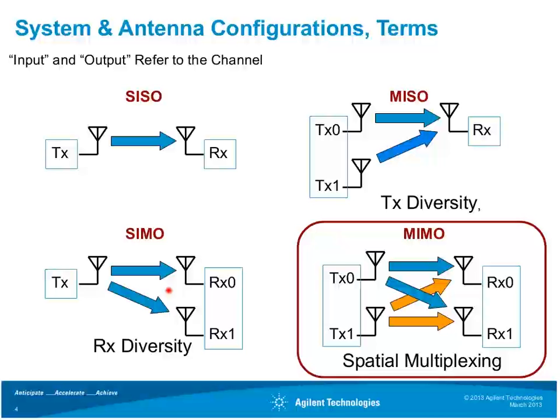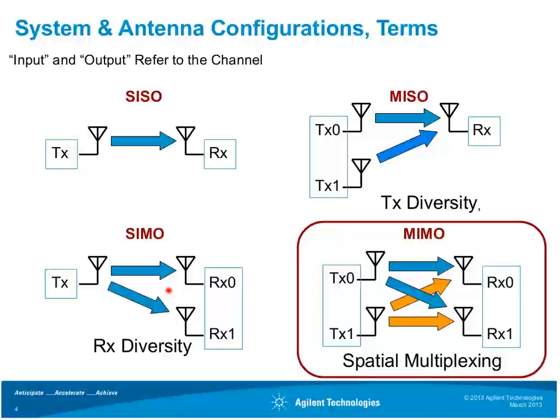So up here on the right is MISO. MISO is transmit diversity. It's a technique that only requires a single receive antenna. So like SIMO, though, it does not increase the peak data rates. And the last one here is multiple input, multiple output. MIMO can increase spectral efficiency and channel capacity.